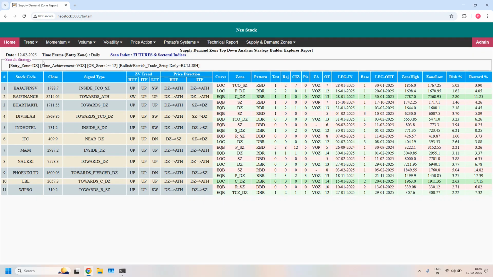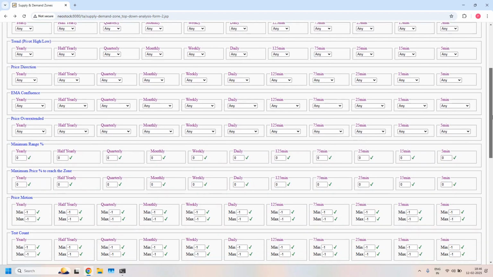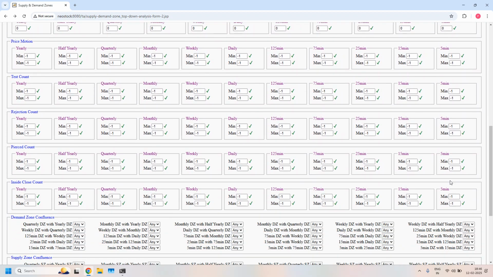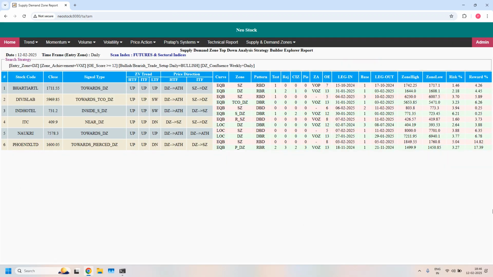First one is LTF and ITF demand zone confluence, that is a daily and weekly demand zone confluence. I am enabling the filter. With this filter we got 6 stocks. In these 6 stocks, these daily demand zones are overlapped with weekly demand zone.